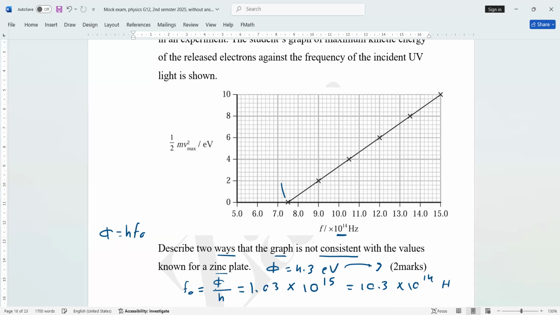This is f naught from the graph. But f naught in the graph is not equal to 10.3 times 10 to the power 14. So this is one way.